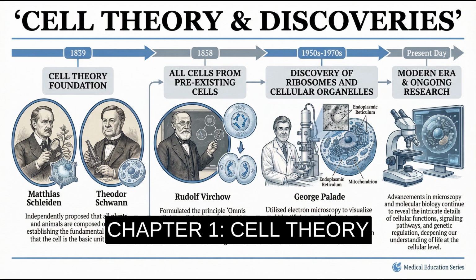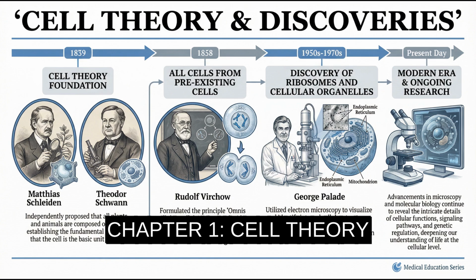George Emil Palade revolutionized cell biology using electron microscopy. He discovered ribosomes, described mitochondrial structure, and explained cell secretion mechanisms. His work earned him the Nobel Prize in 1974.